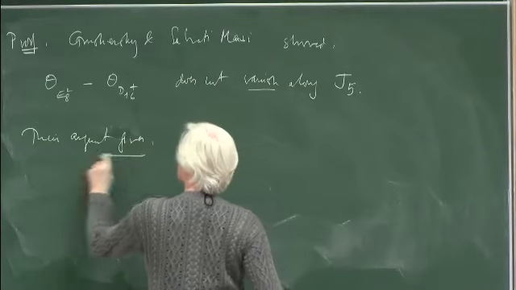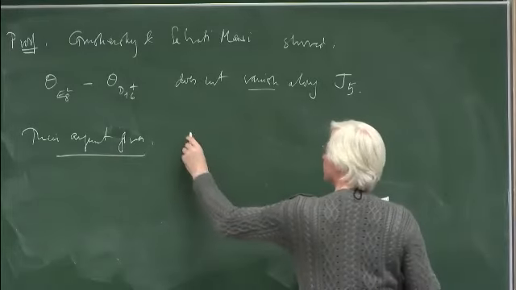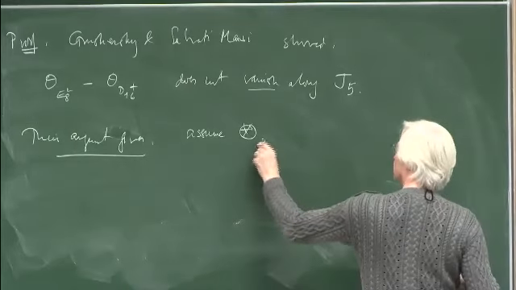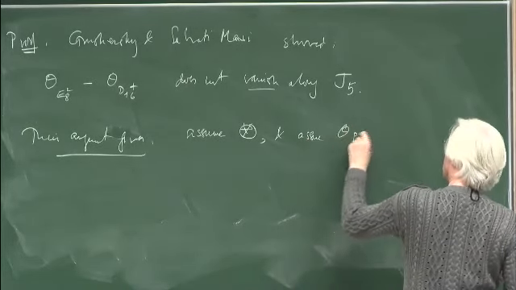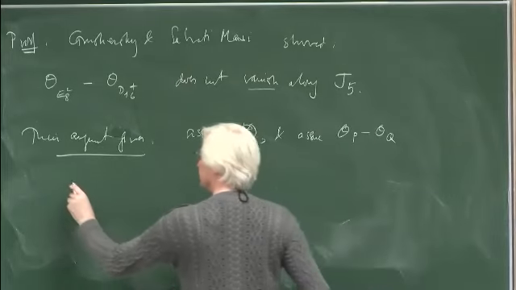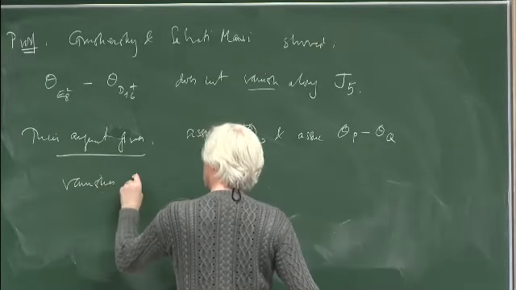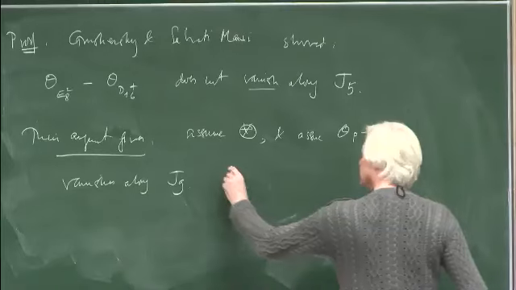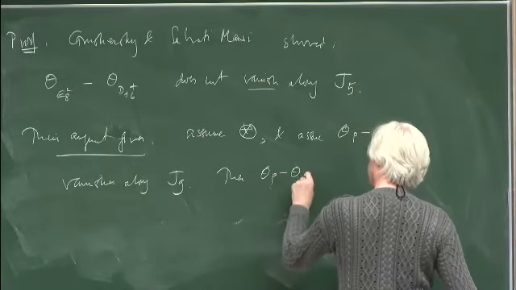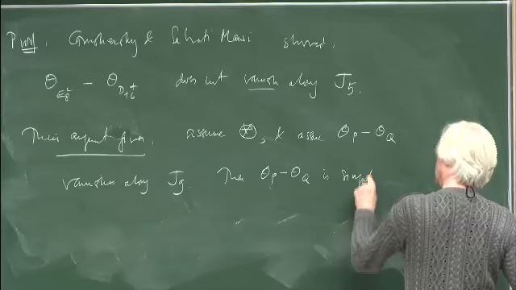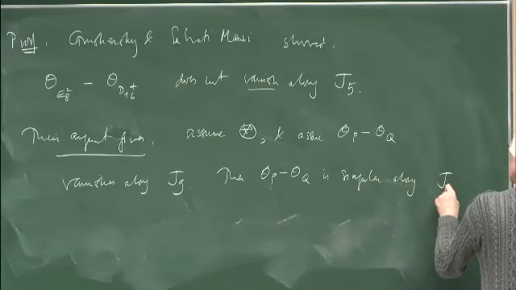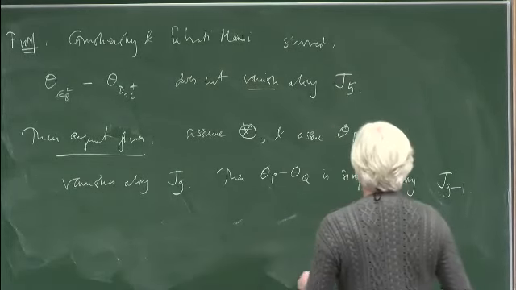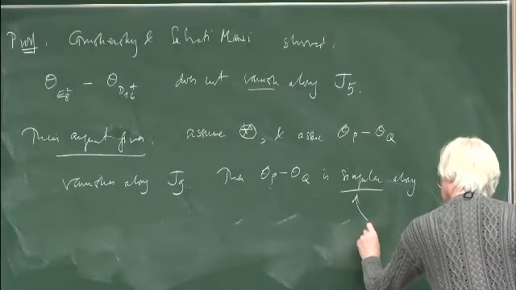If you assume star, and assume that theta P minus theta Q vanishes along the Jacobian locus J_g, then this difference is singular in genus one less. Now, singular at the stack level.